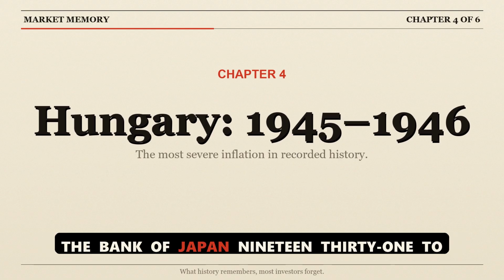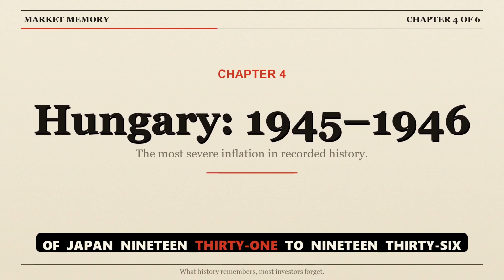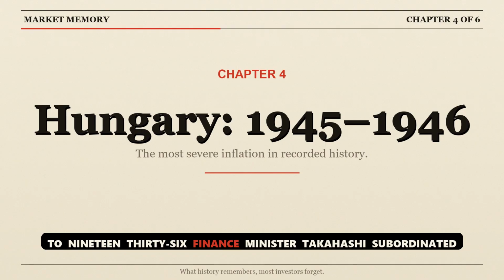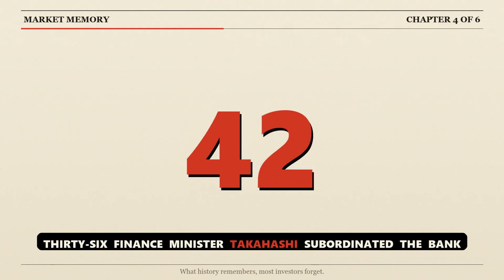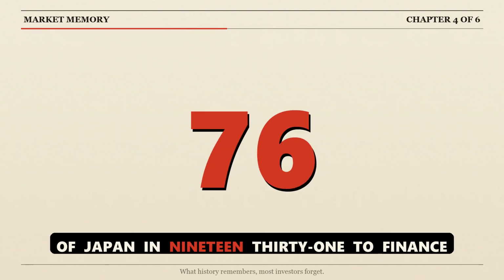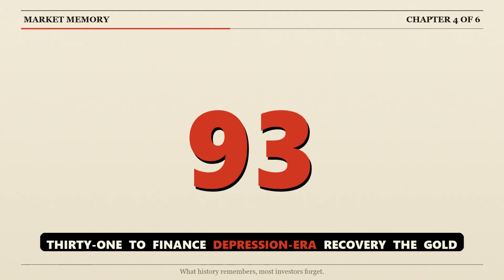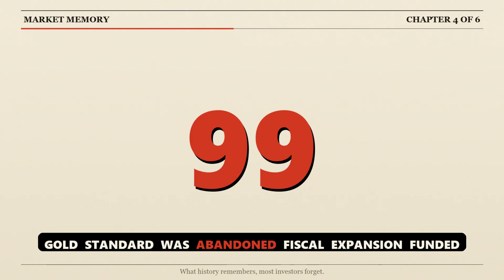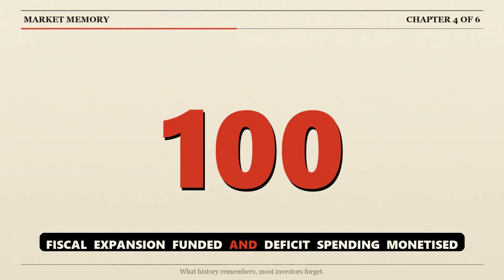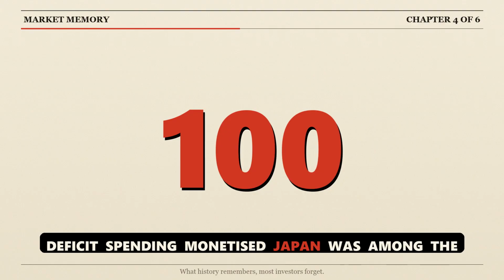Chapter 3. The Bank of Japan. 1931 to 1936. Finance Minister Takahashi subordinated the Bank of Japan in 1931 to finance Depression-era recovery. The gold standard was abandoned, fiscal expansion funded, and deficit spending monetized.